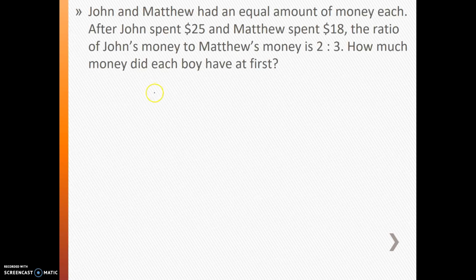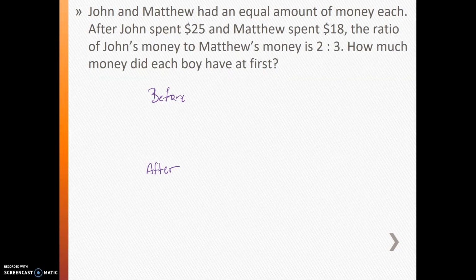So this is an interesting problem, isn't it? Because we still have a before and an after situation. However, we are not given the before situation in this problem, are we? We're just given the after. So we know they start out with an equal amount of money, but they're going to spend some, and then the ratio is going to be 2 to 3, John to Matthew. And we want to know how much money each boy had at first.